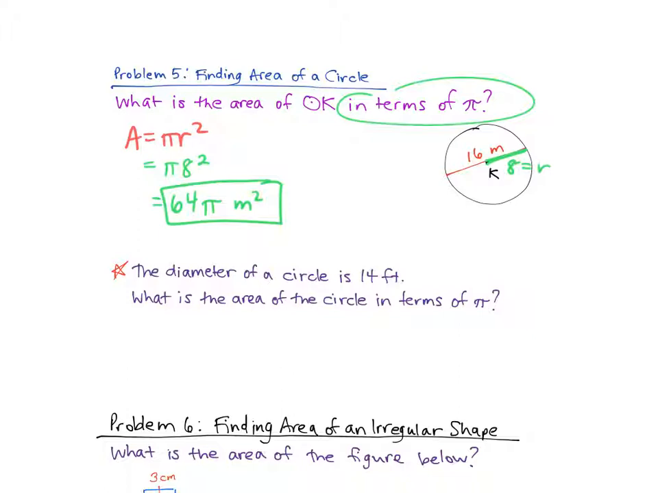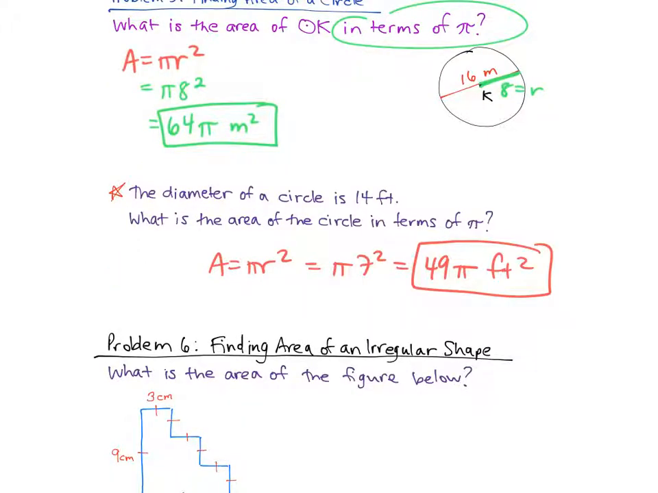And try this one on your own. The diameter of a circle is 14 feet. What is the area of the circle in terms of pi? Check back for the answer. Okay, there you have it. Hopefully you got 49 pi feet squared.